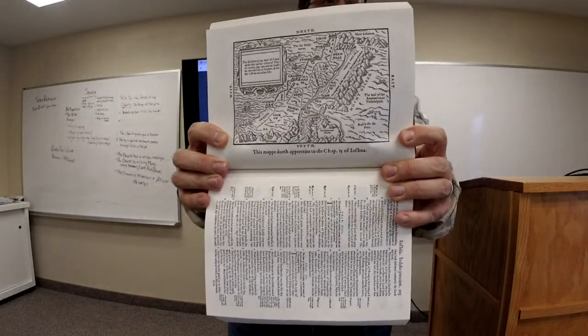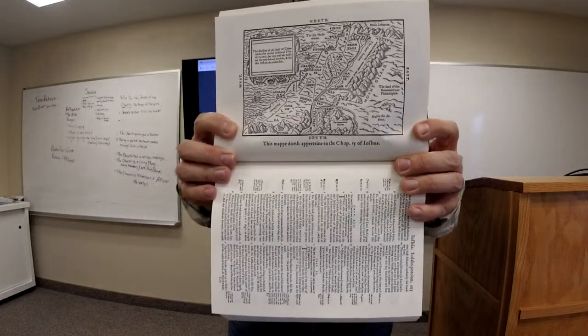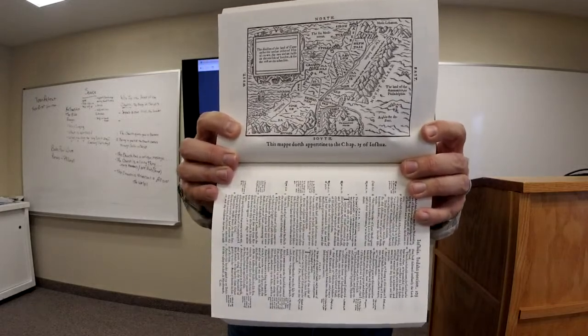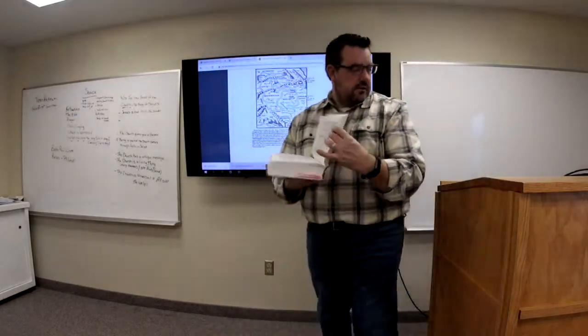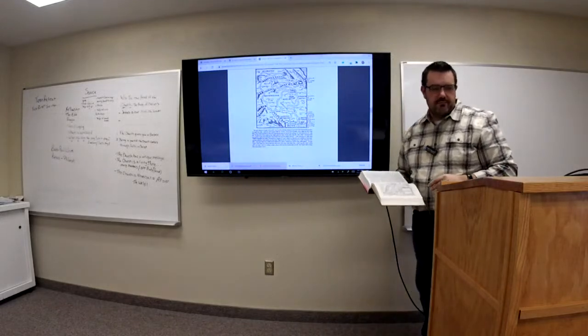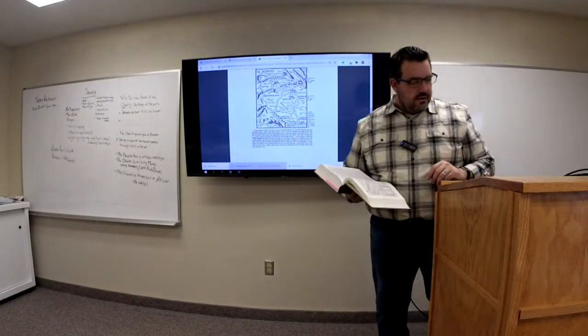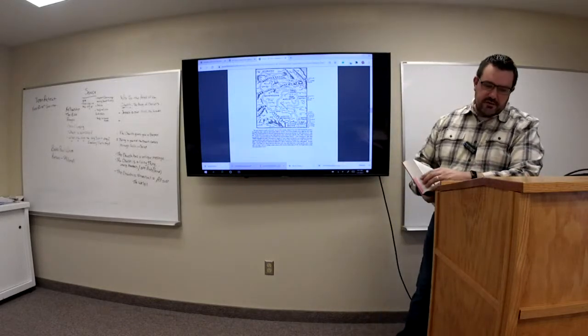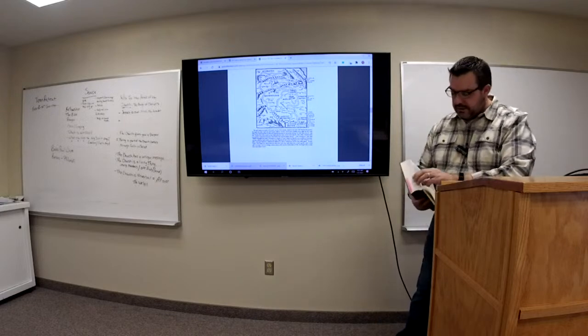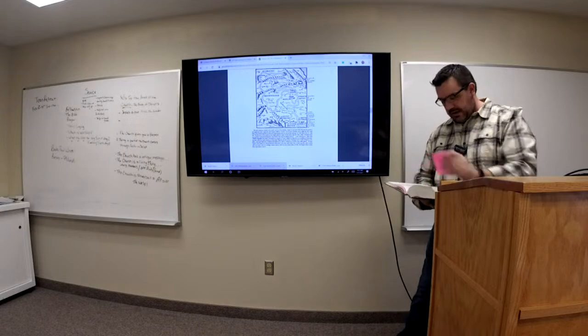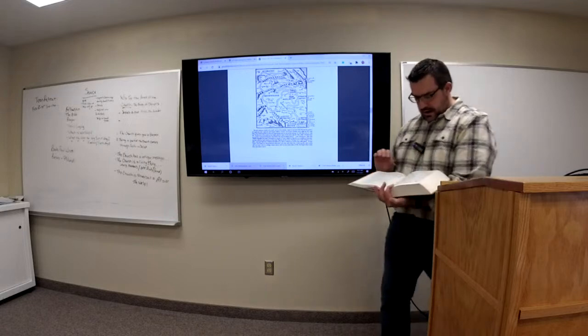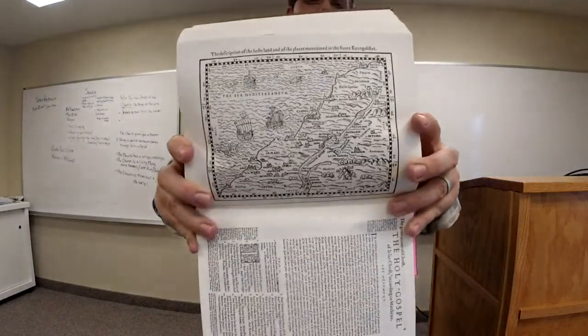You see the map of the division of the land of Canaan amongst the Israelite tribes as they enter the land under Joshua. That's the third map, sorry. And there's a map of the Holy Land as it was at the time of Christ at the beginning of the New Testament. So here is the beginning of the New Testament, and here is the map of the Holy Land at the time of Christ.